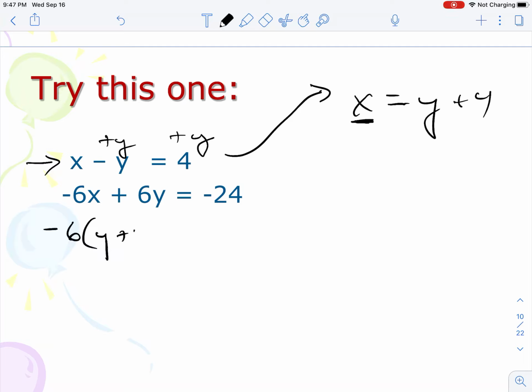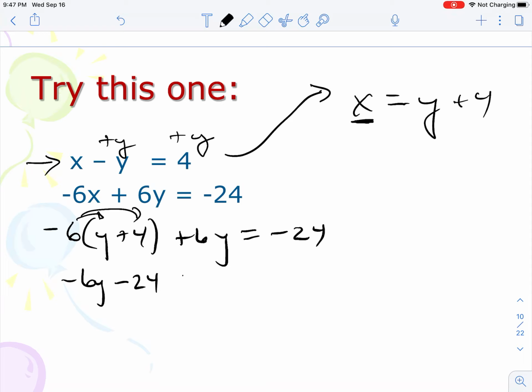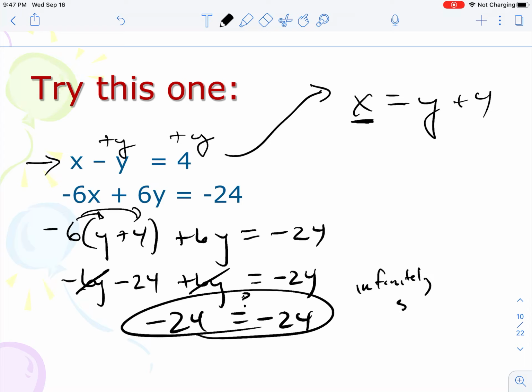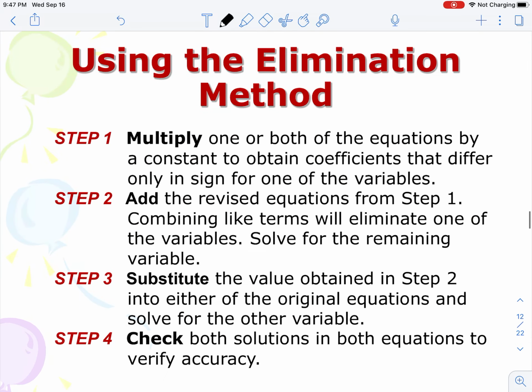Negative 6 times y plus 4 plus 6y equals negative 24. When I distribute, I end up with negative 6y minus 24 plus 6y equals minus 24. The terms combine and get to be 0, and I end up with this statement. Is that true? Yes, it is. That means that we have infinitely many solutions. Okay.